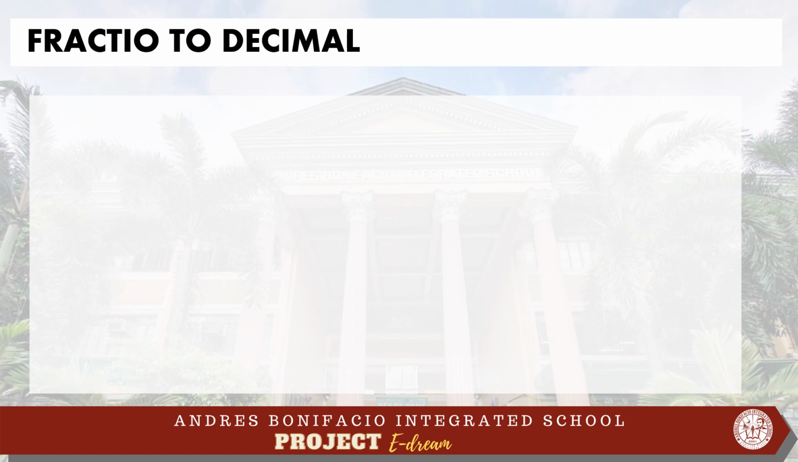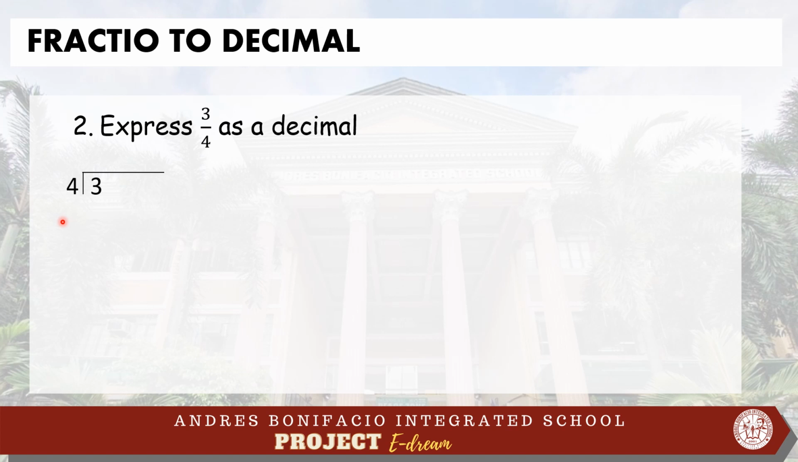Okay, so our second example, we have to express 3/4 as a decimal. So again, by using long division, we are going to divide 3 by 4. So we have 3 divided by 4 cannot be. So dagdag tayo ng 0 dito. Then magdadagdag tayo ng 0 and decimal point. So we have now 30 divided by 4. We have 7. So now 7 times 4, we have 28. So subtract 28 from 30. So 30 minus 28 is, we have 2.